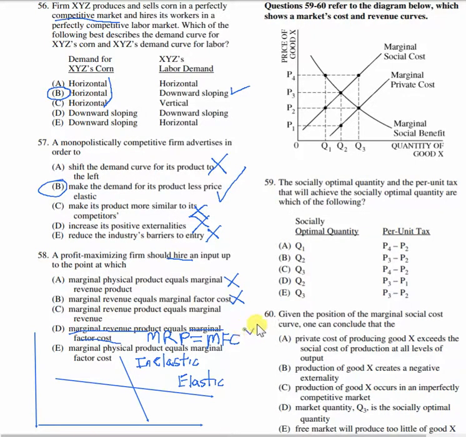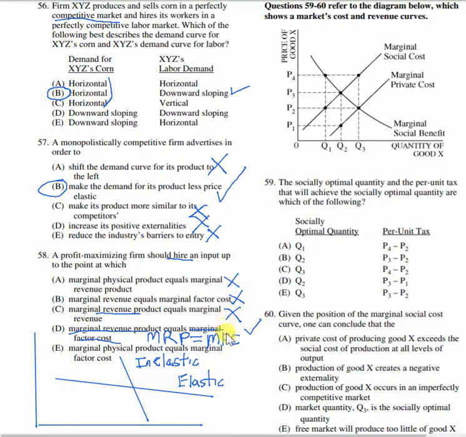But let's just take a look at the other choices. C, marginal revenue product equals marginal revenue, and again, this is comparing two different concepts. The concept here of revenue product is what you get from hiring additional people, and this is what you get from selling. So this is not going to be correct.